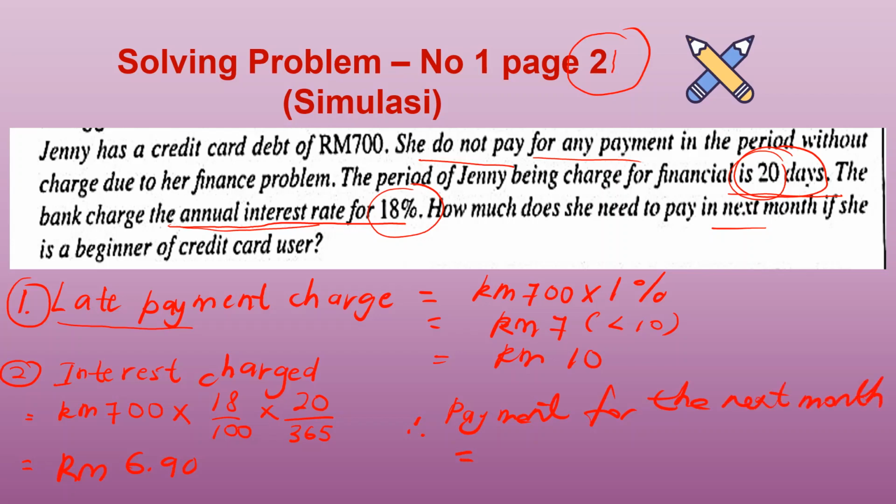Okay, so you plus all. Okay, so RM 700, you plus RM 10, and then you plus with RM 6 ringgit 90 cents. So the answer is RM 716.90 cents. So this is the amount that she has to pay for the next month.